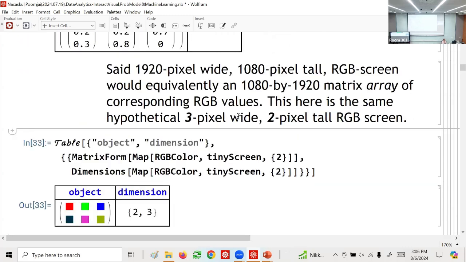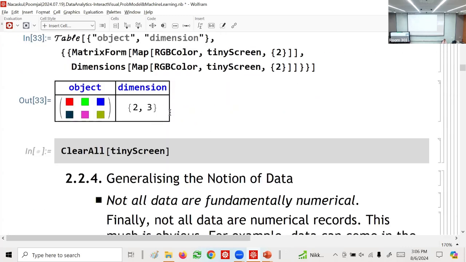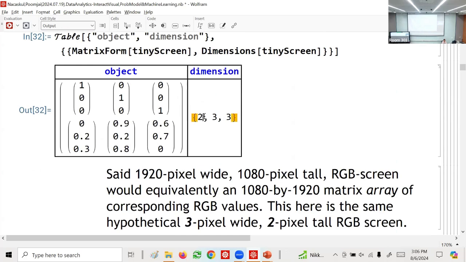Now, because I wrap the color into an object, this is a 2 by 3 pixel screen. Yes, it's a 2 by 3. So it's a rectangle of RGB pixels. But the value itself is not 2 by 3. The value itself is 2 by 3 by 3. So this 3 here is the number of columns, and this last 3 is because you only have 3 primary colors.